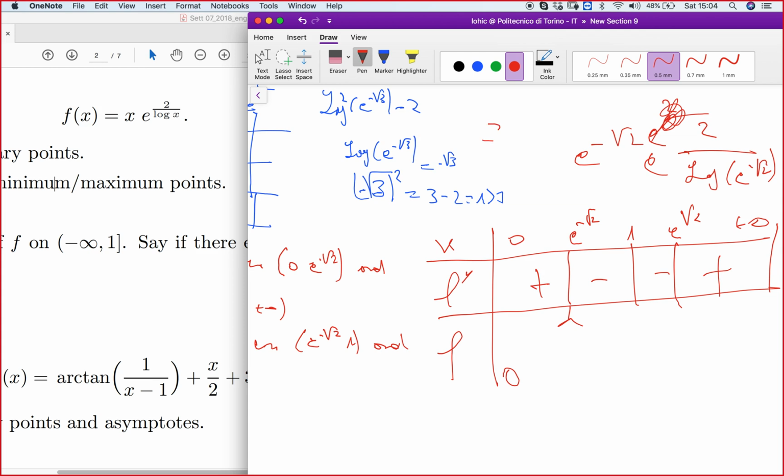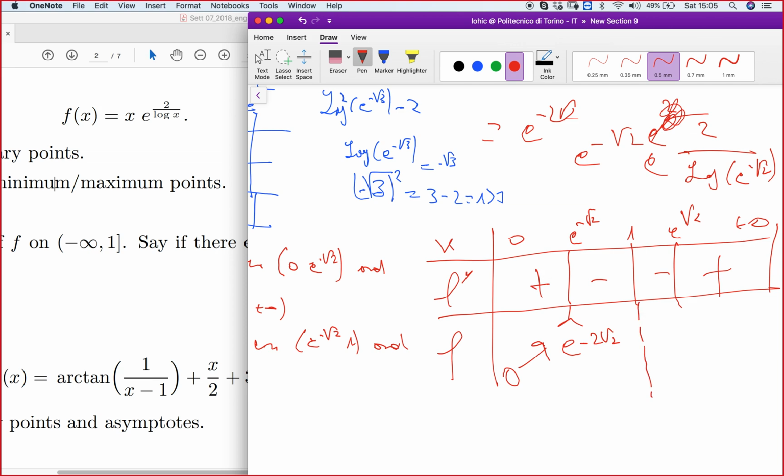So it will give you something like logarithm of exponential minus root 2, which is minus root 2. So 2 over minus root 2 gives you minus root 2. So you get exponential of minus root 2 multiplied by exponential of minus root 2, which is exponential of minus 2 root 2. So at the end you get here exponential of minus 2 root 2. The function increased from 0 to exponential of minus 2 root 2.